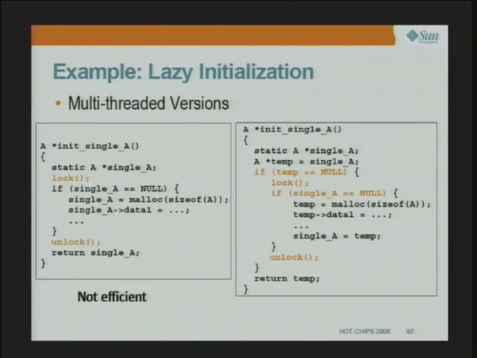Then inside this block, you check again, because between the first check and the lock, another thread may come in and modify the value of singleton A. So you really want to check again. Inside the lock, you check, then allocate memory, fill in the data in this data structure, then assign the value to singleton A, then unlock. But this model may be broken. It's called double-checked locking.